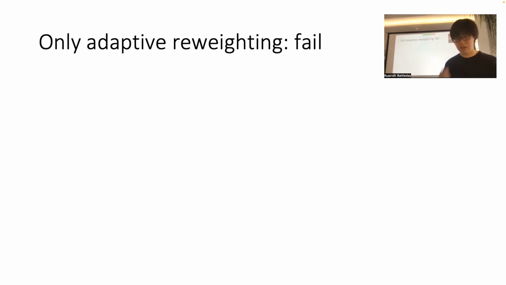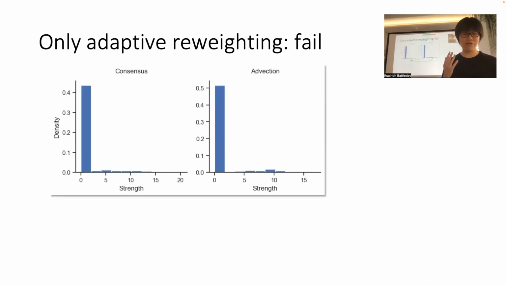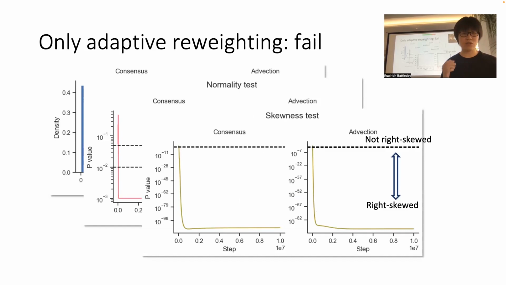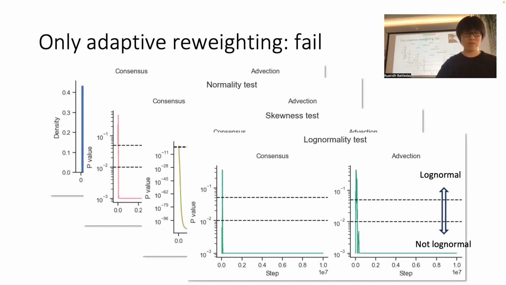So let's start from a simpler model where we only change the connection strengths with adaptive reweighting. In this situation, the majority of the connection strengths are extremely small. The strength distributions are significantly different from normal. Here, the two dashed lines are significance levels 0.05 and 0.01. And the strength distributions are right skewed, but they are not log normal.